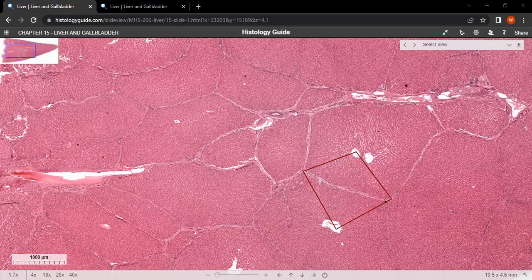Running from this portal triad to this portal triad along this septum is the distributing venule. The hepatocytes next to the distributing venule are zone one, those further but not very far are zone two, then those very far away are zone three. During pathology, the cells mostly affected are those in zone one, and the least affected are those in zone three. So this is the hepatic acinus of Rapoport.